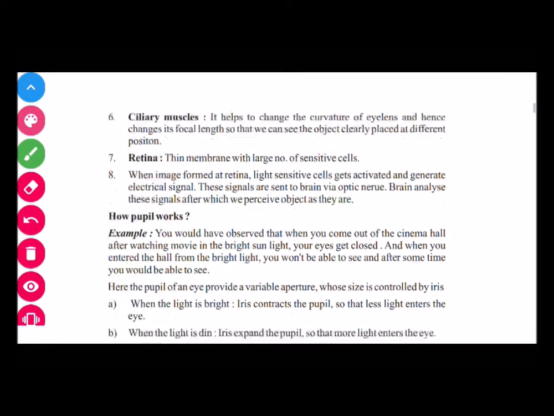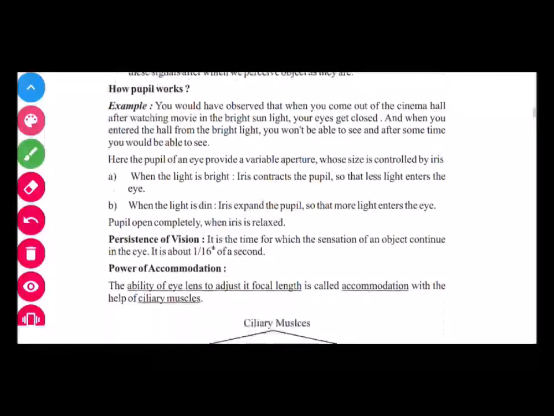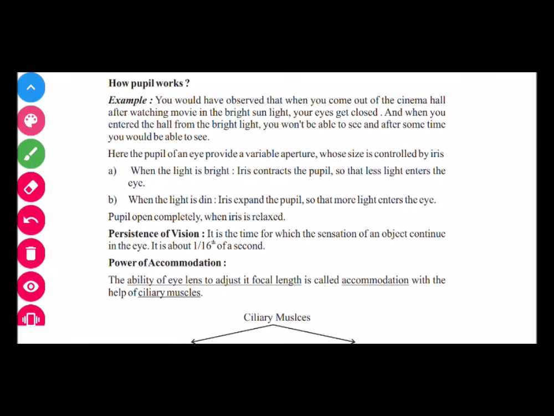Now there is a question, how does the pupil work? You would have observed that when you come out of a cinema hall after watching a movie, in the bright sunlight, your eyes get closed. And when you enter the hall from the bright light, you won't be able to see, and after some time you would be able to see. See, you have observed this problem? Actually this is because of our pupil.